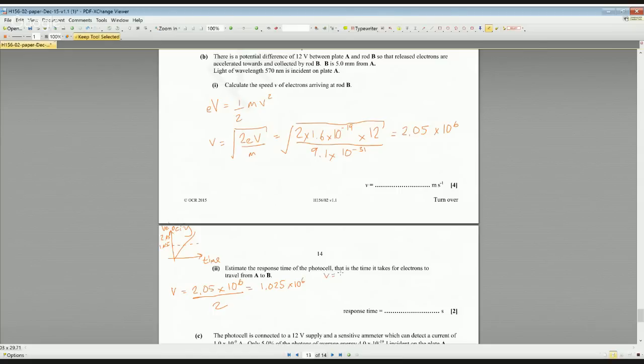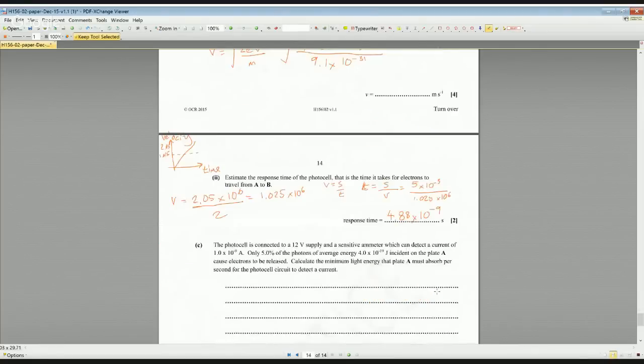So speed equals distance over time. We're trying to find the time, so that's going to be our distance s, which we know to be 5 millimeters, divided by the velocity we've just worked out. 5 times 10 to the minus 3 divided by 1.025 times 10 to the 6, and that gives you a final answer, very small number, but that's to be expected, of 4.88 times 10 to the minus 9 seconds.